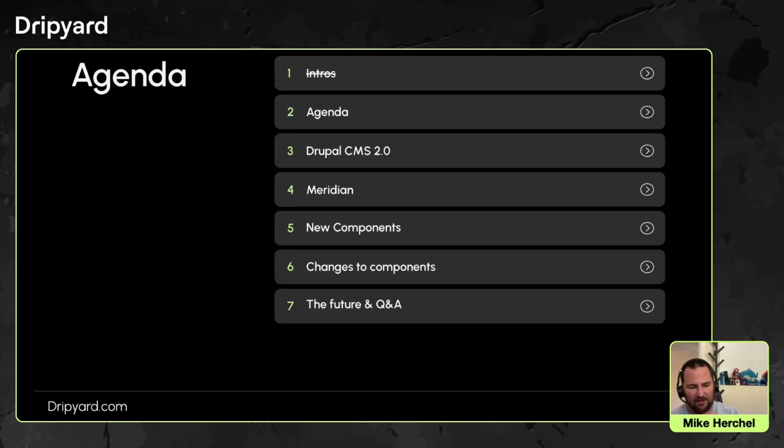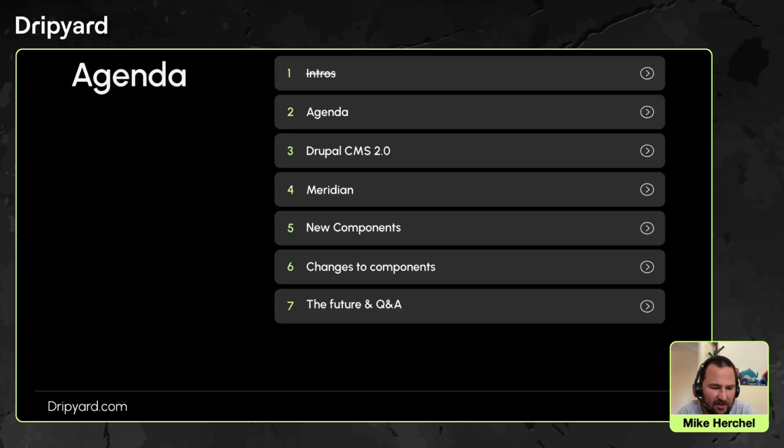So we have an agenda that has only 7 items. I guess we're in number 2 already, and we're going to do some Q&A at the end. And yeah, so we're going to start. I'm going to start with a little bit of Drupal CMS 2.0, and I am going to just give a quick overview and demo of it, and just talk about how awesome it is.